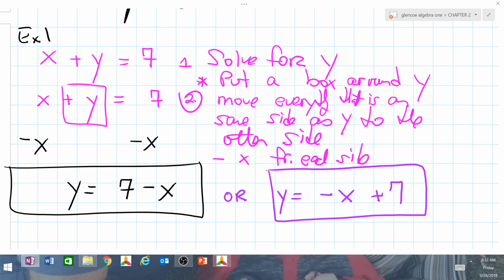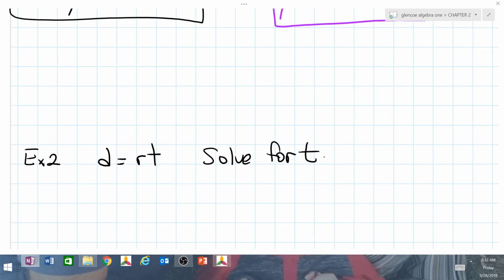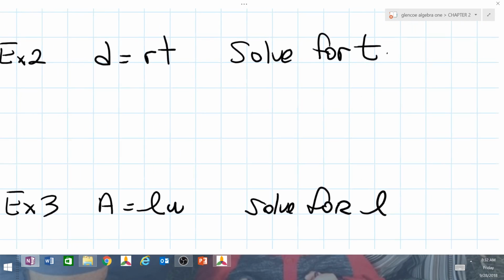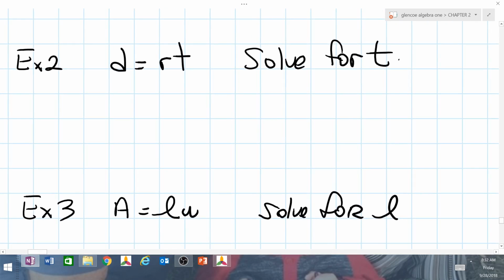Okay, so I wanted to start out nice and easy. Okay, let's look at another example. I would appreciate it if you'd be writing these all down. Our second example here is a formula. If you're in physics, I'm sure you've used this before. Distance equals rate times time.